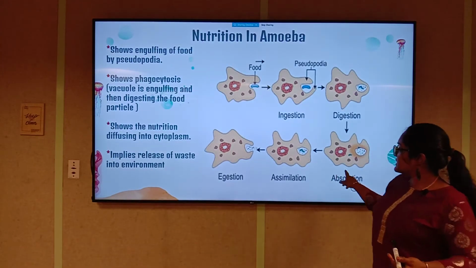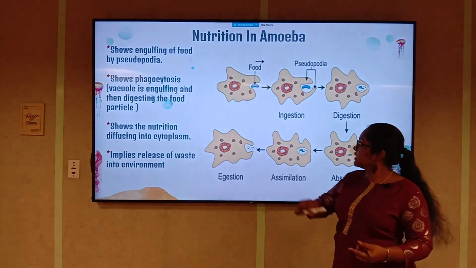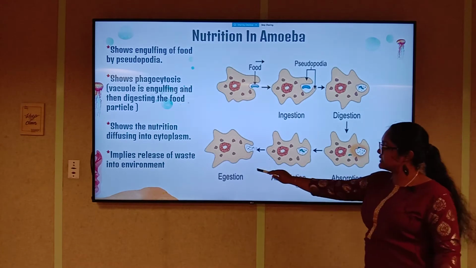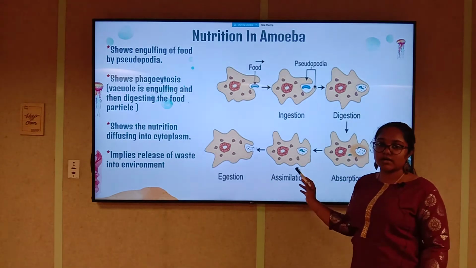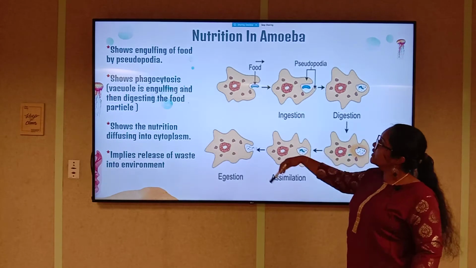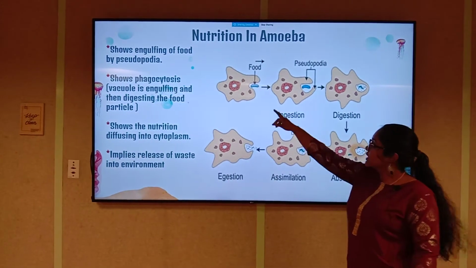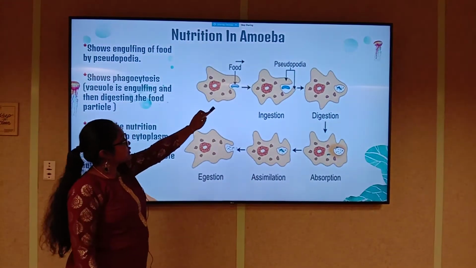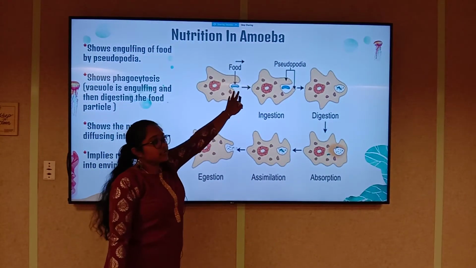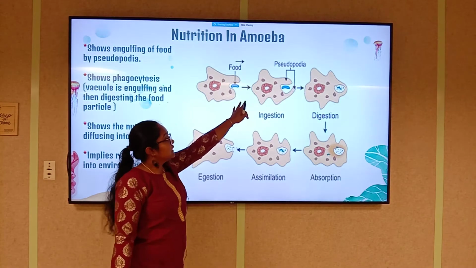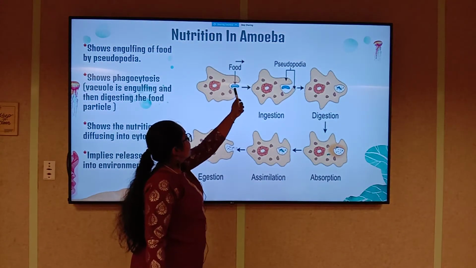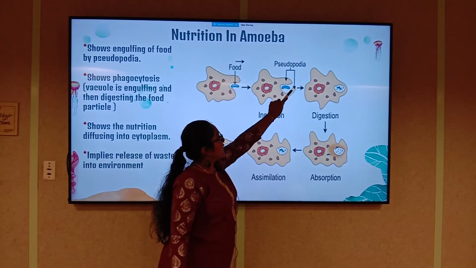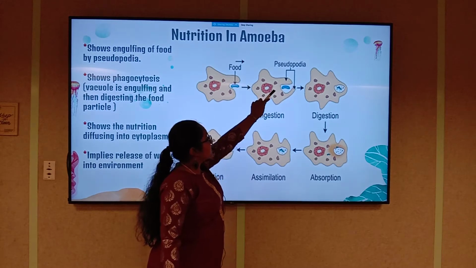So here, 6 steps have been mentioned. Step 1, 2, 3, 4, 5 and 6. Please follow the arrow marks. Don't get misguided by the location of the pictures. Clear? So this is the first step. This is the first step showing you an amoeba coming across a food particle. Clear?